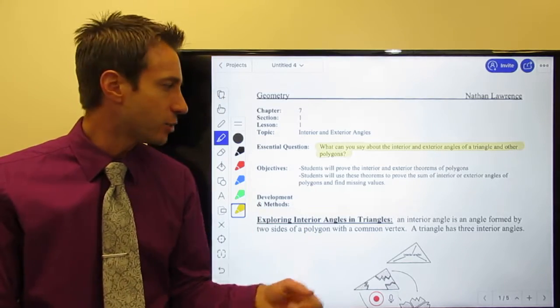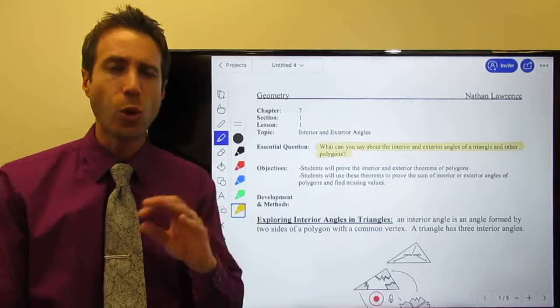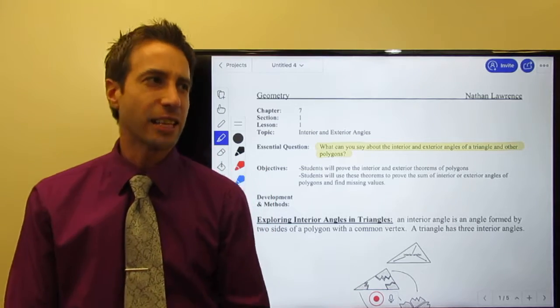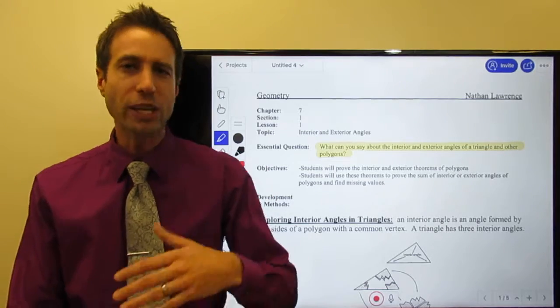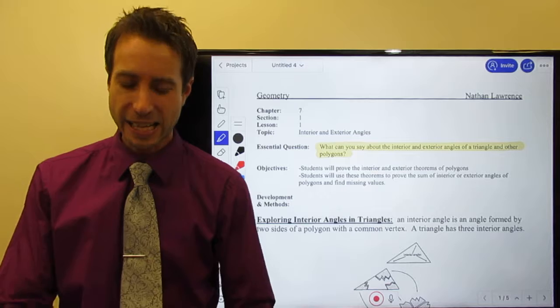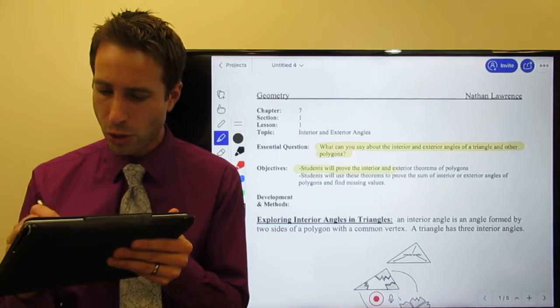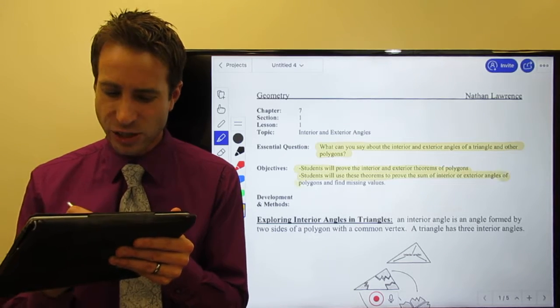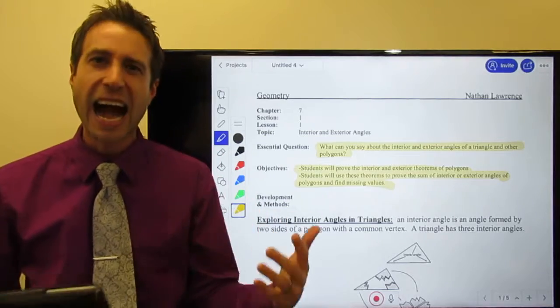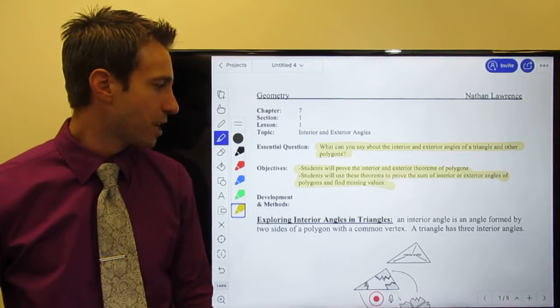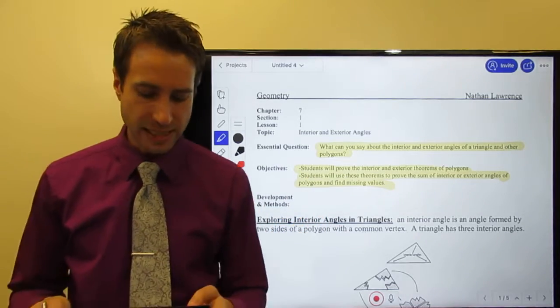Again, the way that we're going to do this is we have several objectives or learning targets. These are the things that you'll need to be able to do or know in order to answer that essential question. So as we go through our notes, these are essentially the highlights of the notes, right? So let's go ahead and jump right into this.